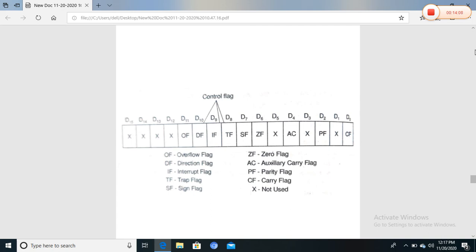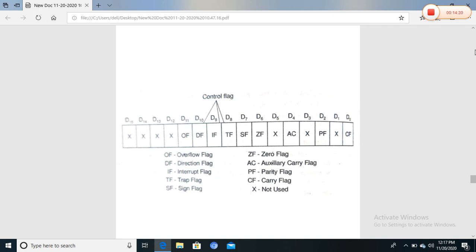Zero flag. If we perform an operation such as addition, subtraction, multiplication, or division, and the result is completely zero, all the bits of the result are 0, then ZF is 1. If the result obtained is non-zero, then the ZF flag is 0.